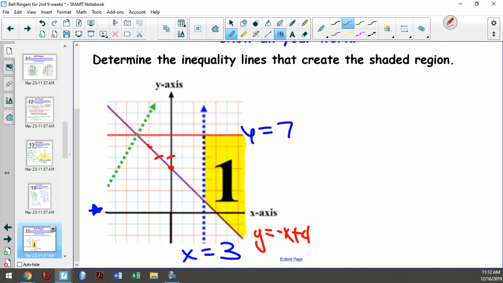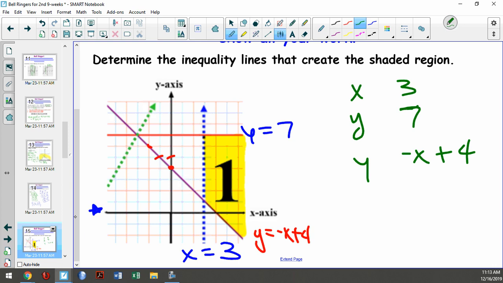You good? Okay. I want you to pretend you're cutting out region 1. So if you're cutting out region 1, what lines make region 1? All of them make region 1. So I have x equals 3, y equals 7, and then y is equal to negative x plus 4. Okay, now if I have x equals 3, it's a vertical line.